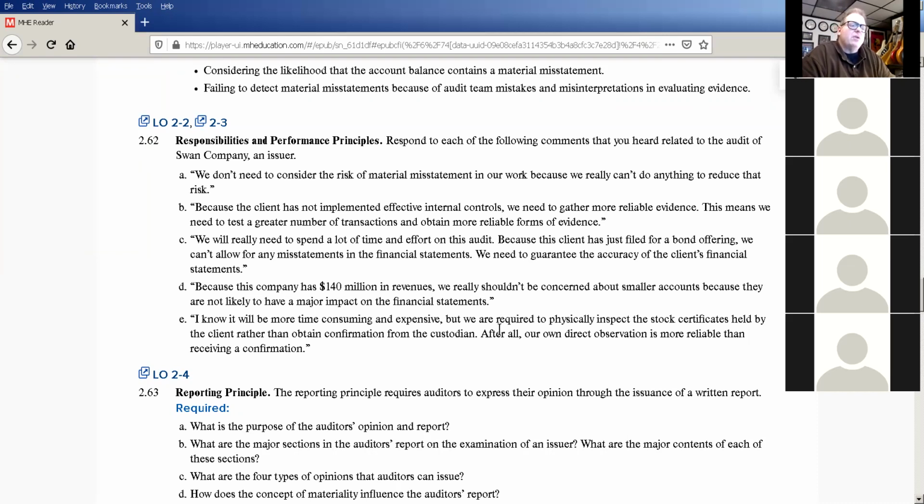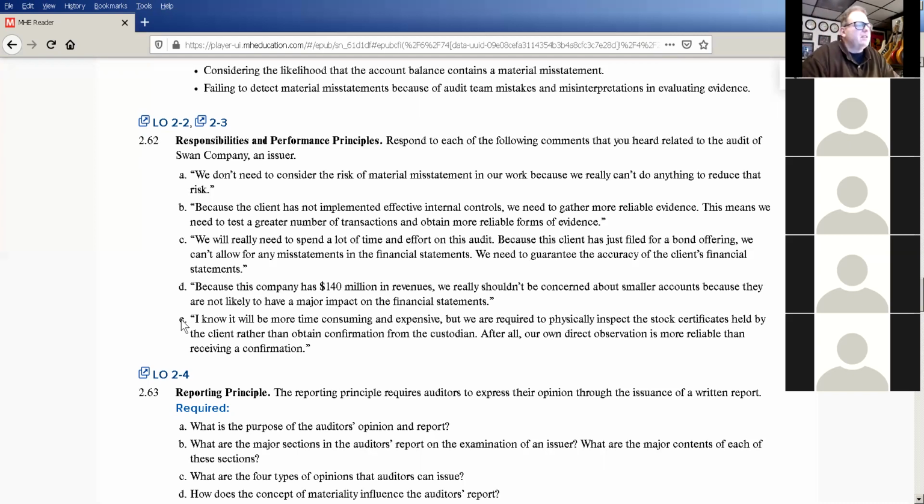And one of the things about doing an audit is that your costs are billed to the client, and you don't want to waste the client's money. If actually going there and physically inspecting the stock certificates costs two or three times as much as having a presumably objective custodian give you a confirmation, it may not be worth wasting the client's money to get the best evidence.